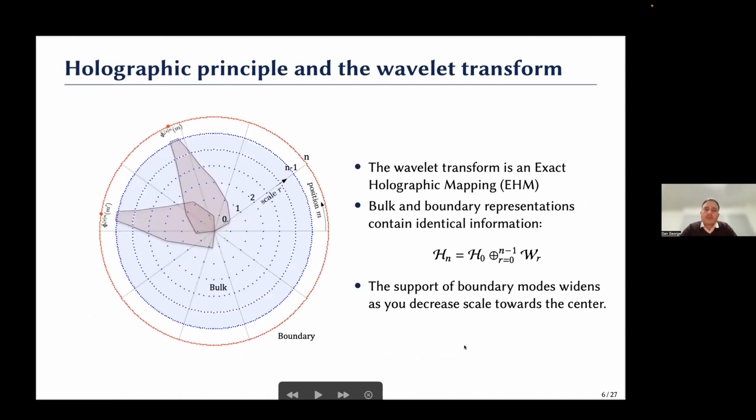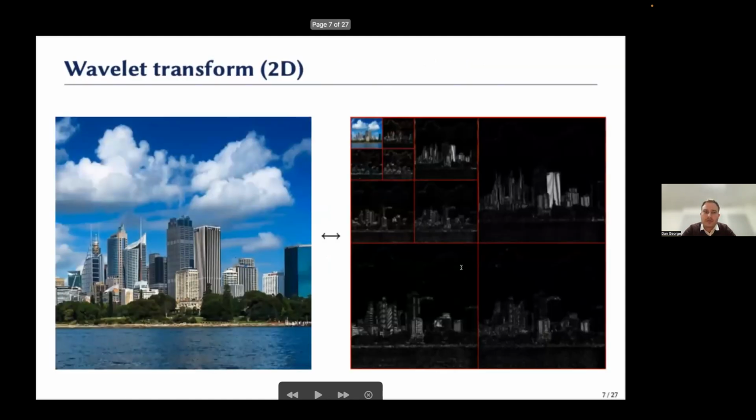So the wavelet transform is also an exact holographic mapping, where the bulk and the boundary contain identical information. This allows us to speak of a bulk and a boundary picture using the wavelet transform. And part of what interested us was what can we say about the geometry of the bulk using these Daubechies wavelets, which will come up in a bit.